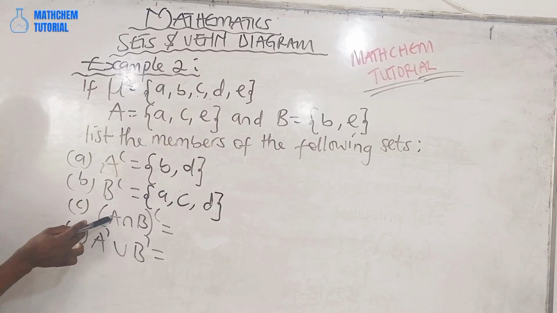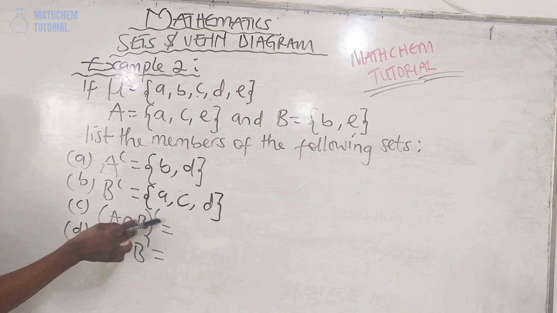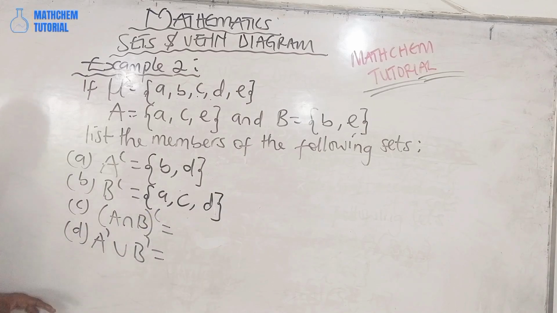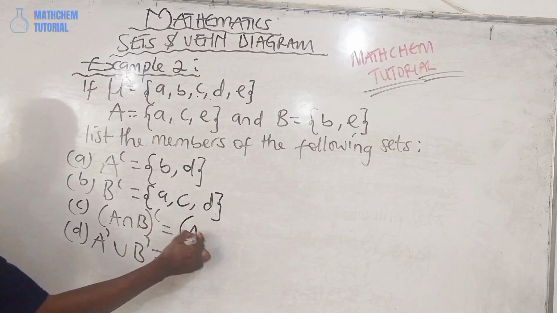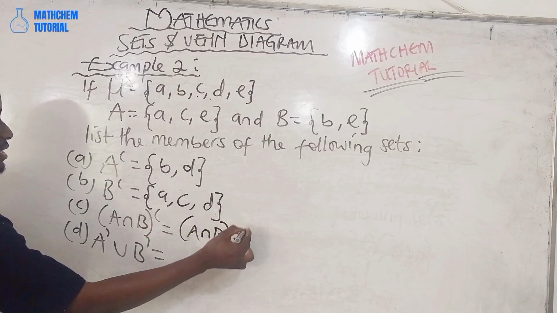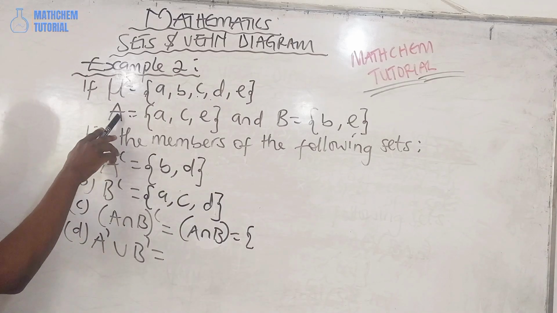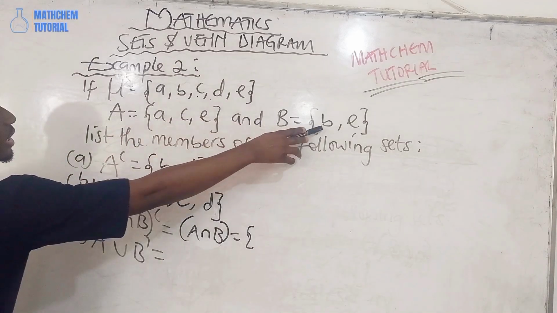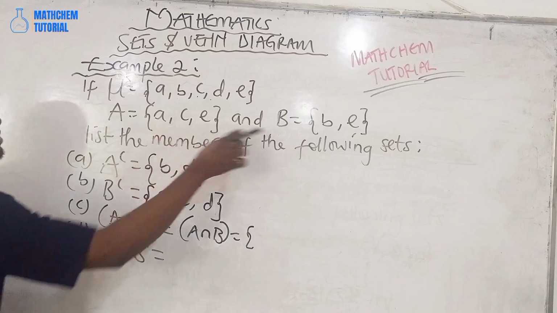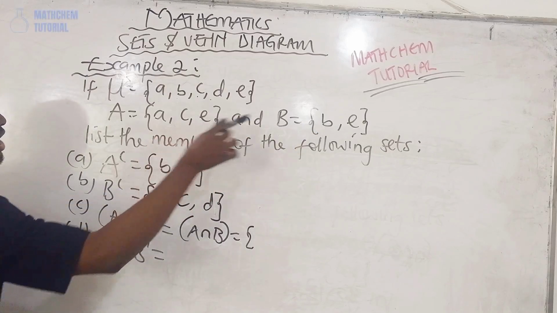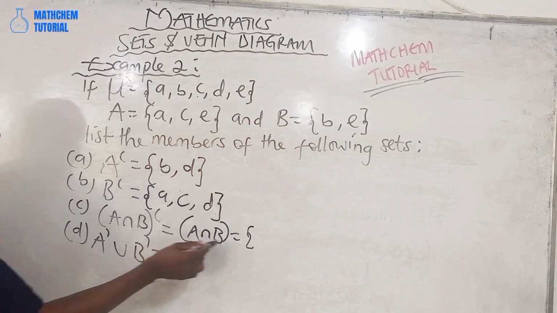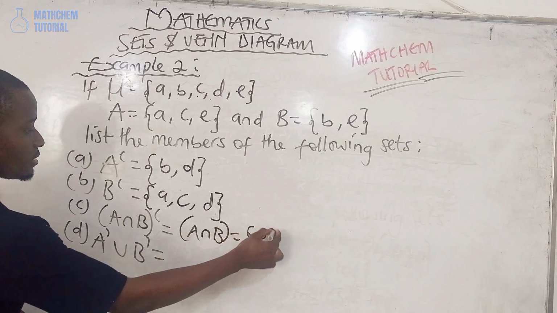Now let's move to A intersection B everything complement. What I'm going to do is that we firstly look at A intersection B. So if I should come here and say A intersection B will give me, let's look at A and B together. What is common to both? We have A here, A is not here. We have C here, C is not here, but we have E here, which is also here. So A intersection B will give me E.